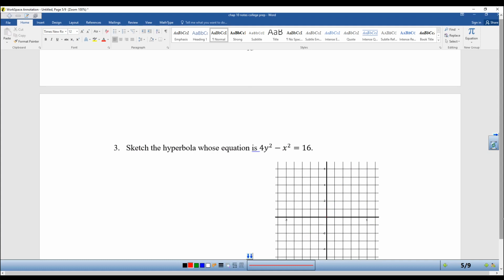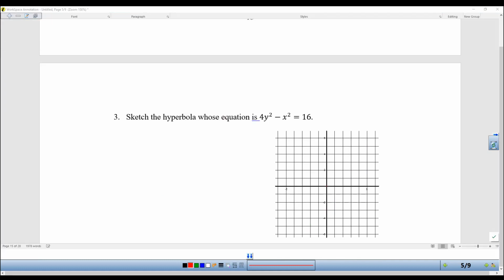Number 3. Just like with ellipses, we're going to have to always make it equal to 1, so I'm going to divide everything through by 16. Now I can write this equation as y squared over 4 minus x squared over 16 is equal to 1. Remember, you can think of this as y minus 0 squared. It hasn't moved off the center, so my center is 0, 0. I'm going to move 2 in the y direction, and I'm going to move 4 in the x direction. 1, 2, 3, 4. 1, 2, 3, 4.